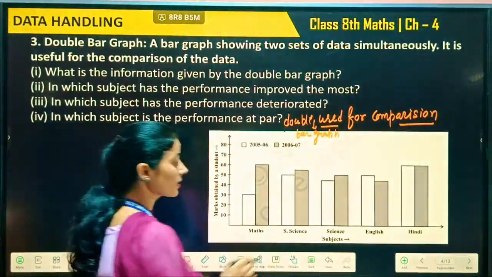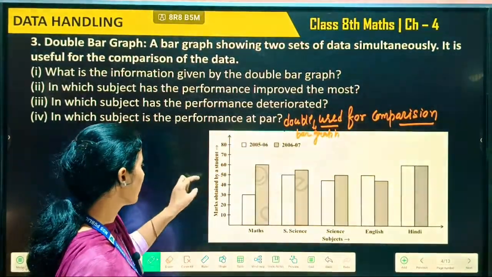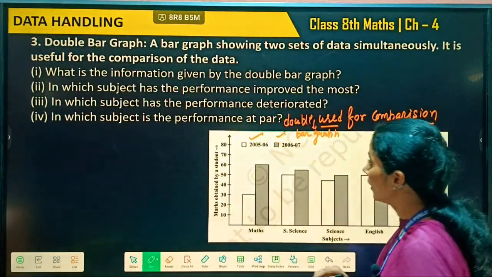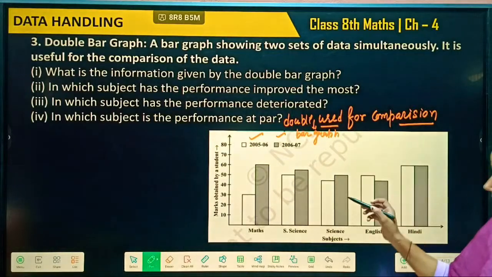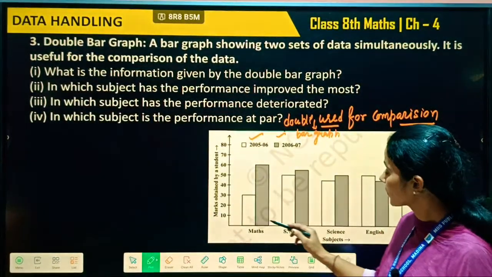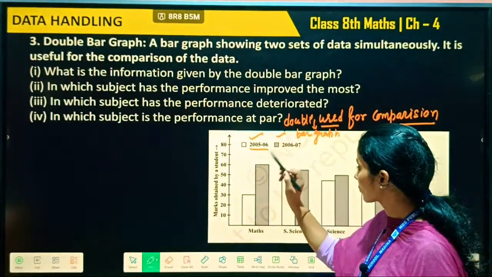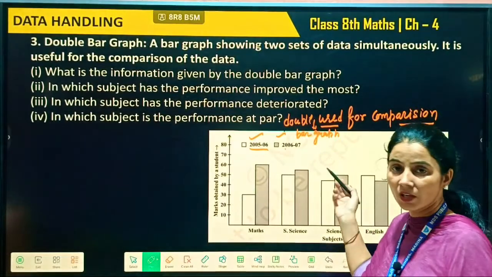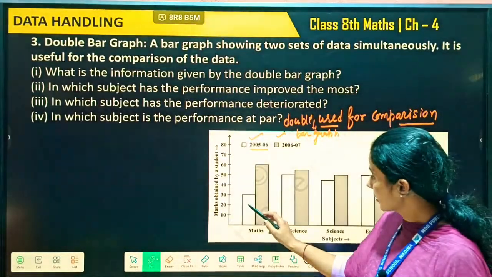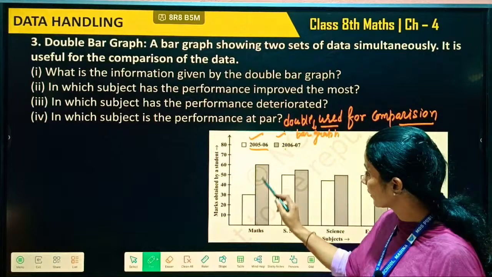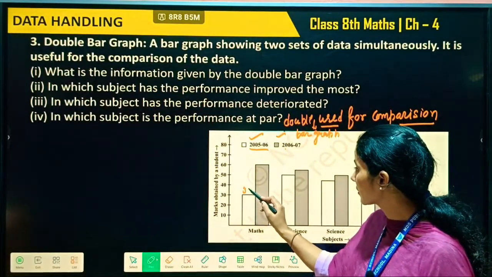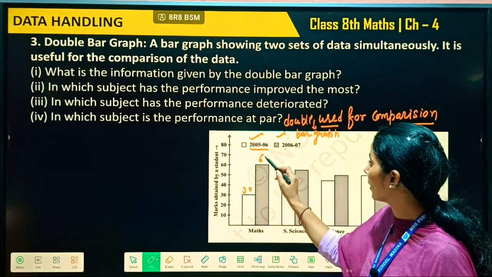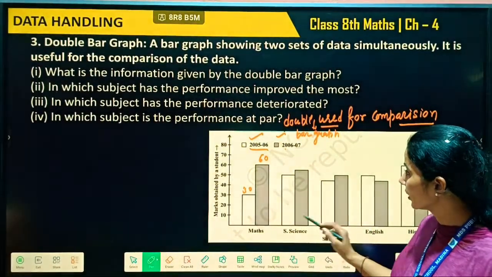Okay, see, these are the subjects and these are the marks obtained by a student in 2005 and 2006. In 2 years, we are comparing the marks scored by the student in 2005-6 and in 2006-7. In the first year, 2005-6, the student scored 30 marks in maths, and in 2006-7 he scored 60 marks. Next is social science.